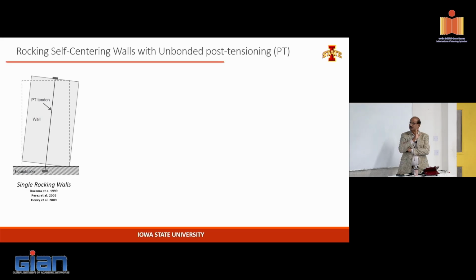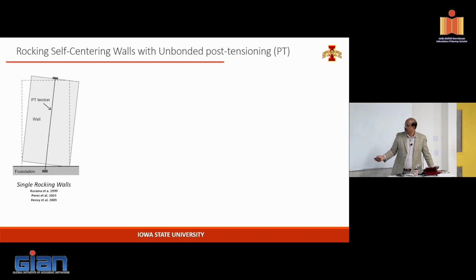So we did 2 sets of tests. This is what we call a single rocking wall. If it's a single rocking wall, all you have is post-tensioning in the middle. The moment resistance comes from tension here and compression there. That couple provides the resistance, right? If you want to keep this wall as a gravity load bearing wall, with no lateral load resistance, you could reduce the amount of post-tensioning.